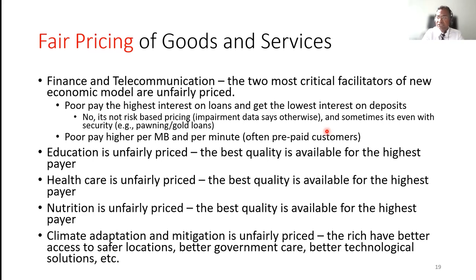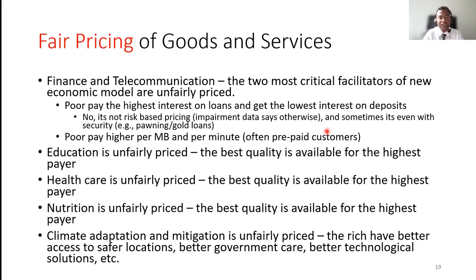But it's sometimes supported by regulation also, like IFRS 9 or Basel regulations that discourage lending to retail and SME segments because of high impairment provisioning. And sometimes some of these prices are absurd, because it's even with security. If you take gold loans or pawning, you have a good loan to value ratio, it's secure, yet you charge the highest interest on those customers.